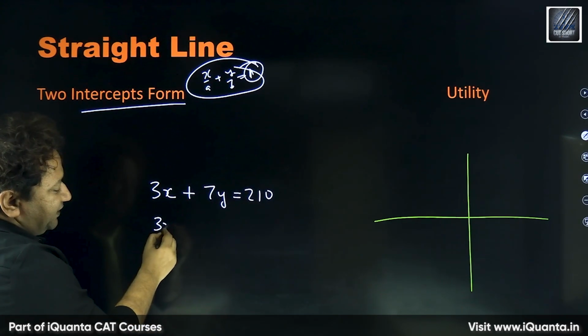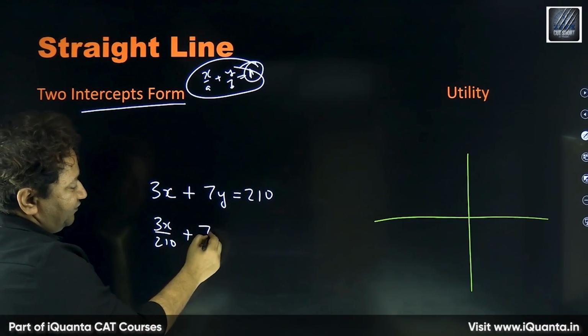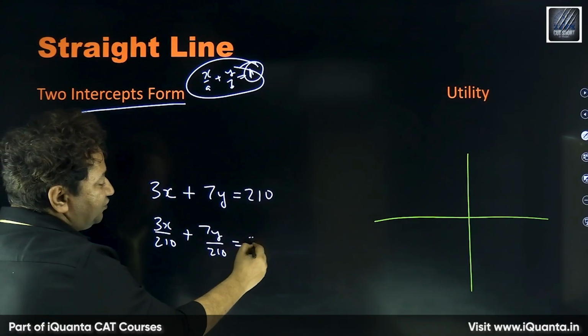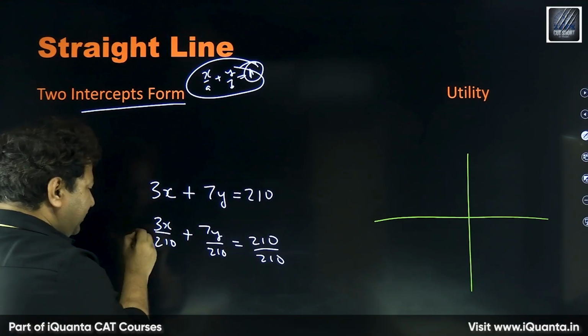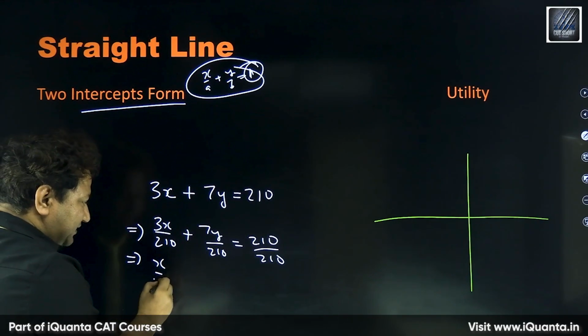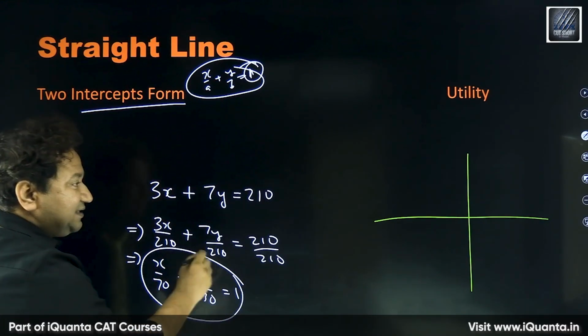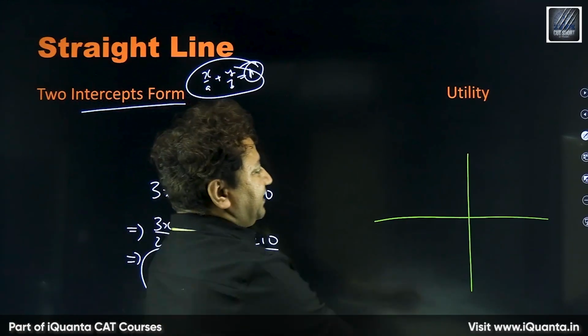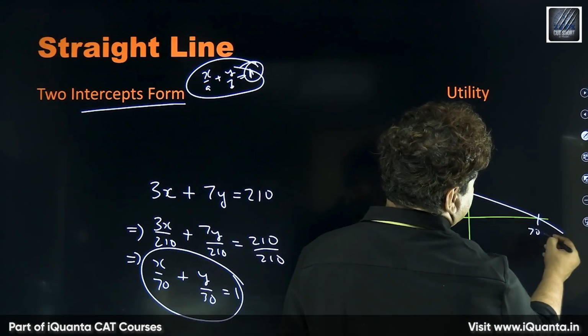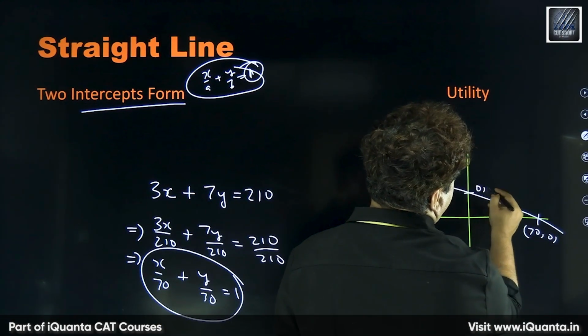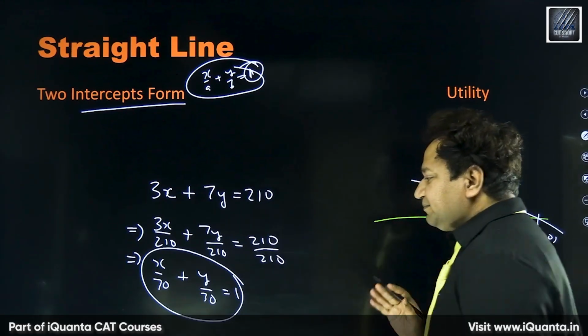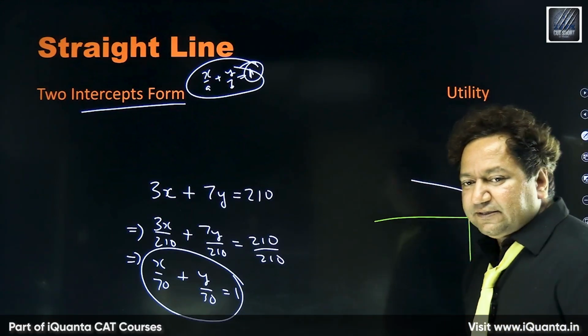So 3x by 210 plus 7y by 210 is equal to 210 by 210. Now if I do that, what do I get? x by 70 plus y by 30 is equal to 1. Wow, it's in two-intercepts form. I'll draw the graph. This is (70, 0). This is (0, 30). How cool is that? I hope you understood this well.